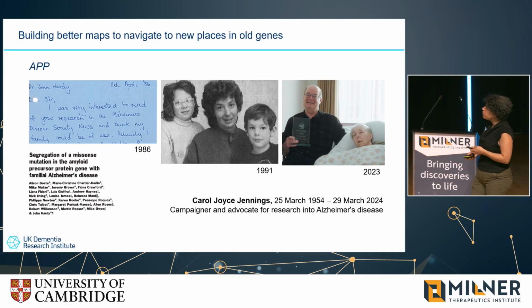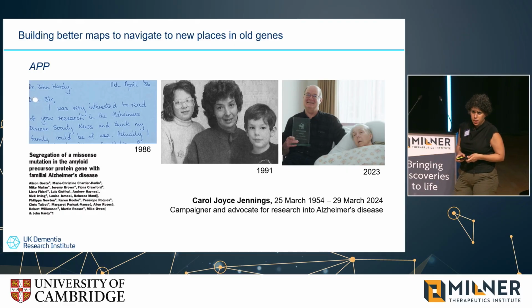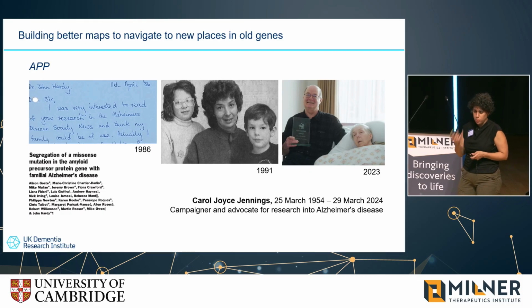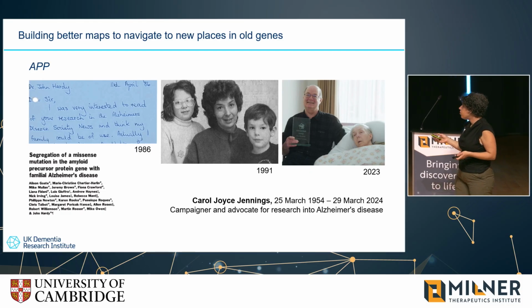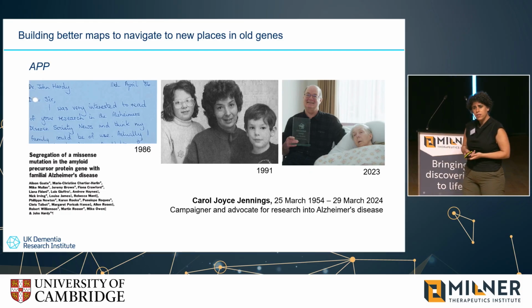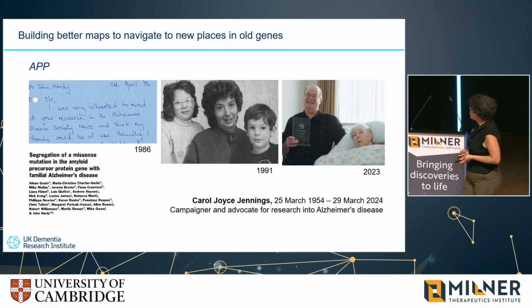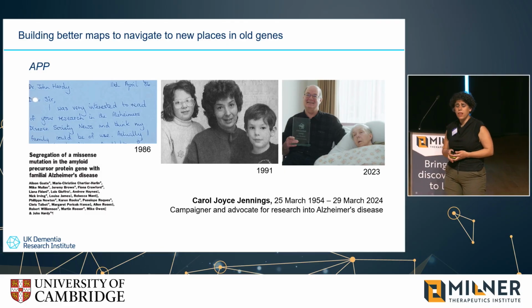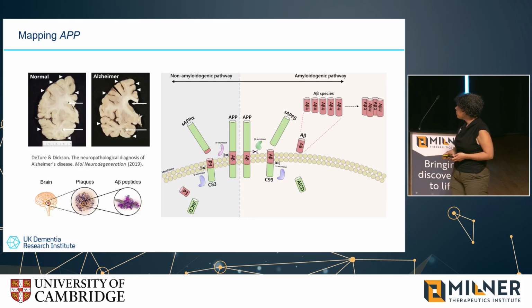She responded to an advert from John Hardy, asking for families who think they might have a genetic cause for their Alzheimer's disease. She responded, and 5 years later his team found the gene, and that gene was amyloid precursor protein. She unfortunately did not benefit from that. She died in 2024, but her family has lived to see the development of lecanemab, a drug targeted based on that discovery, in effect.